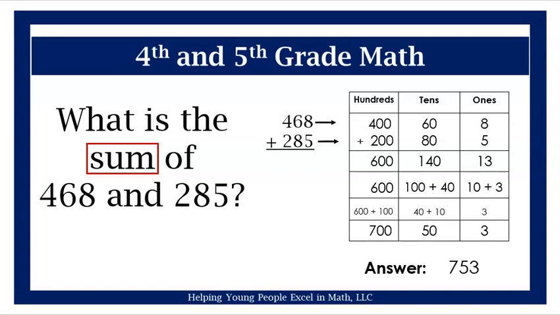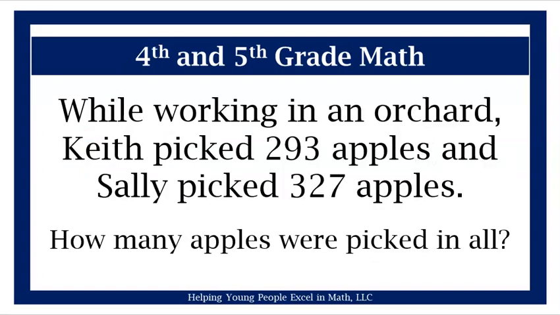Let's try one more problem using the expanded notation. This time, once we have our keyword and also the numbers, I'll give you a few seconds so that you can figure out and think about what needs to go in each column. While working in an orchard, Keith picked 293 apples and Sally picked 327 apples. How many apples were picked in all?